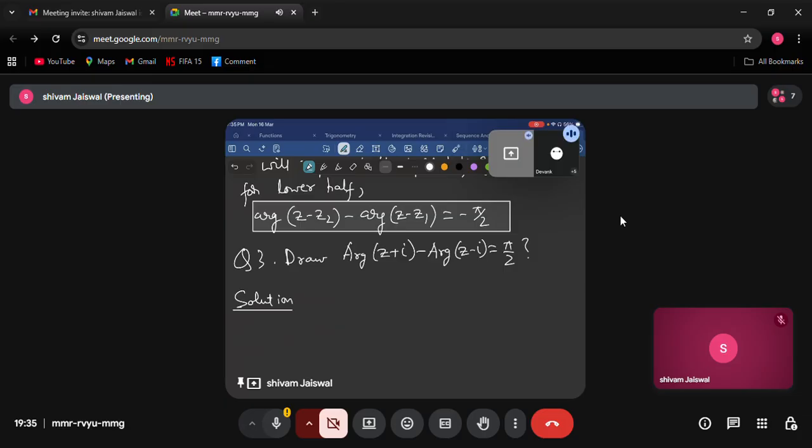There's a slight mistake, Devang. See, it is argument of z plus iota minus argument of z minus iota must be positive pi by 2. Think properly.